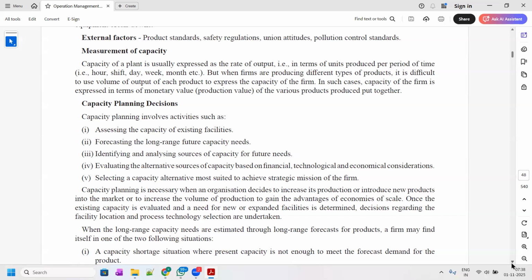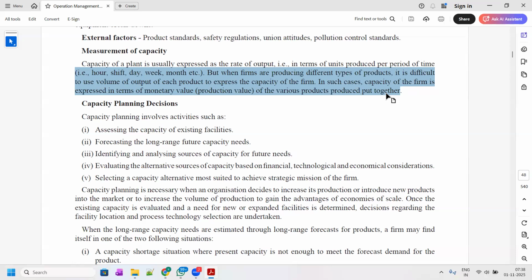So in such cases, capacity is measured in monetary terms, the value of goods being produced. So when we are trying to measure capacity, we are talking about the measurement as a rate of output. It can be in units produced over different time periods, and you need to understand the different ways of measuring your capacity. It can be the number of units you are manufacturing, or the number of monetary units you are manufacturing. So it can be under different scenarios.